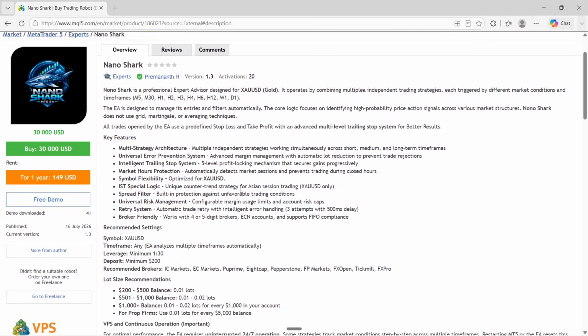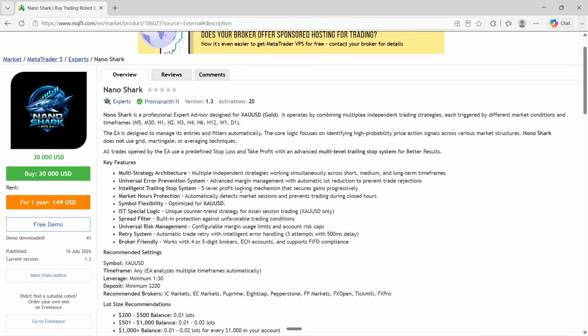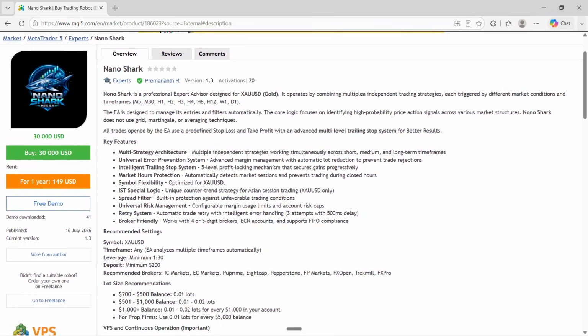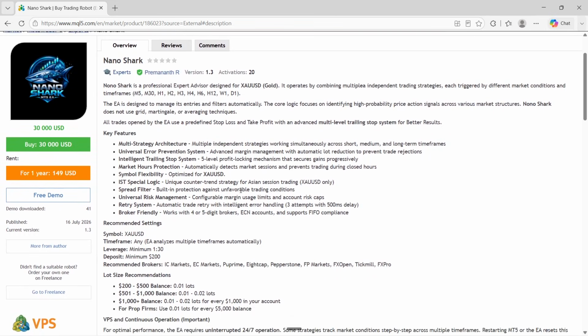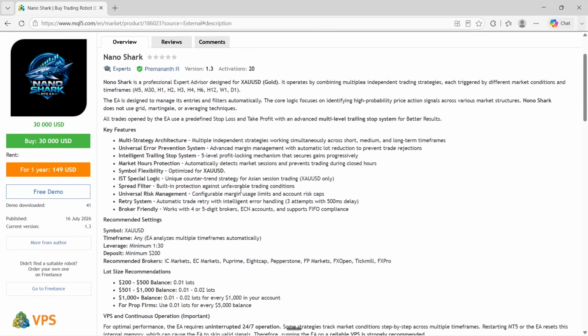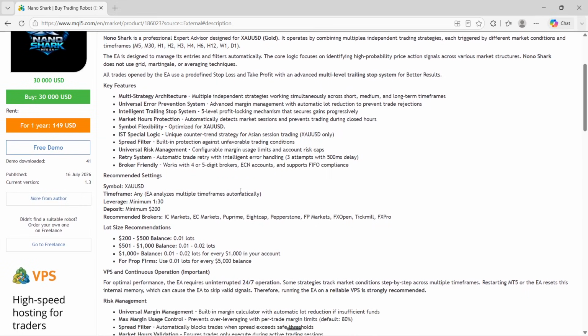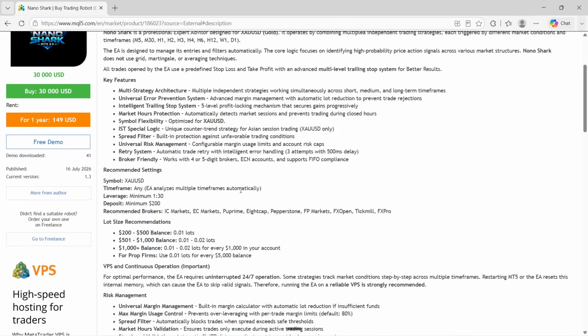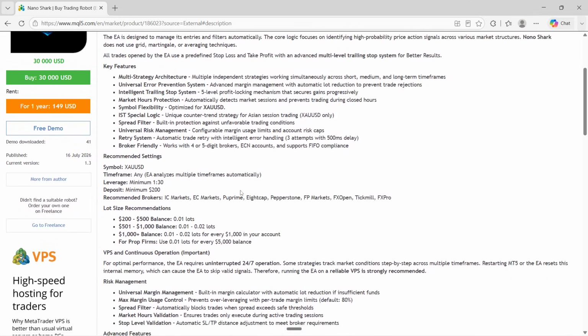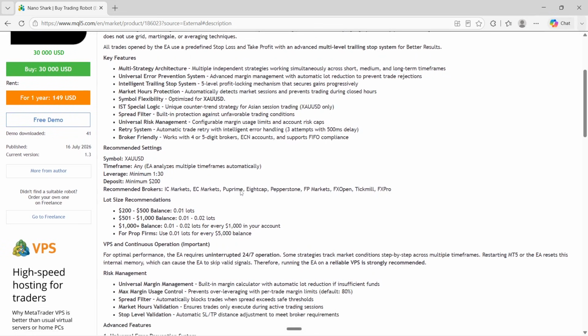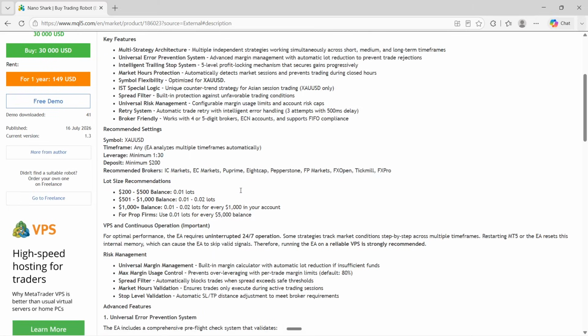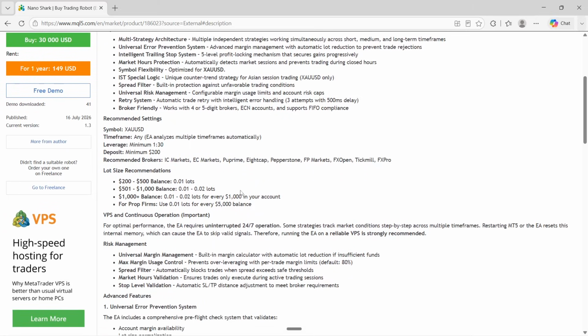Every trade is opened with a predefined stop loss and take profit, supported by an advanced multi-level trailing stop system that locks in gains aggressively across 5 levels. There's also a special counter trend logic for the Asian session on gold, a spread filter, market hours protection, and a universal error prevention system that validates margin, lot size, and broker requirements before sending orders.